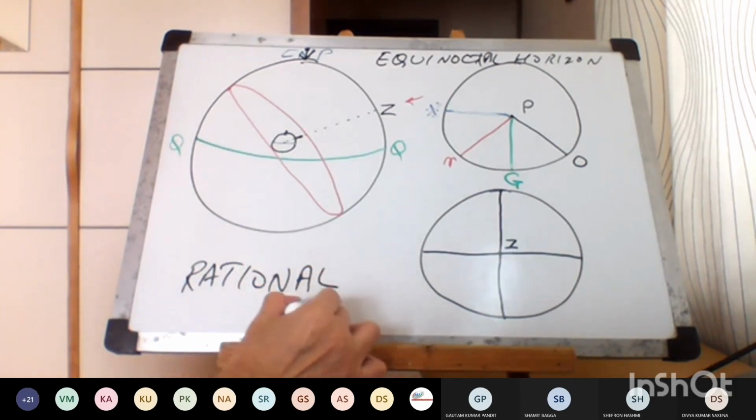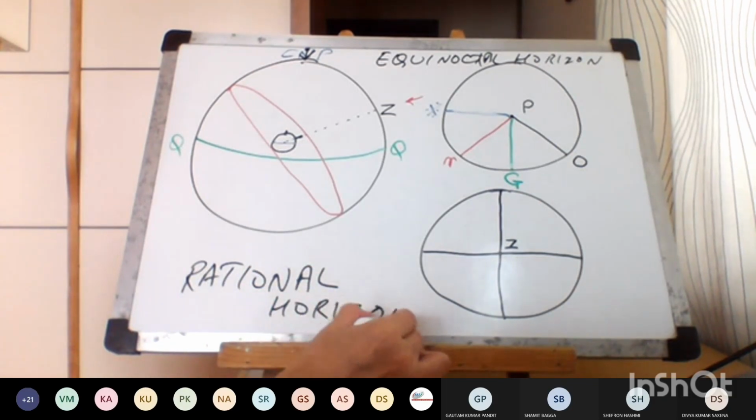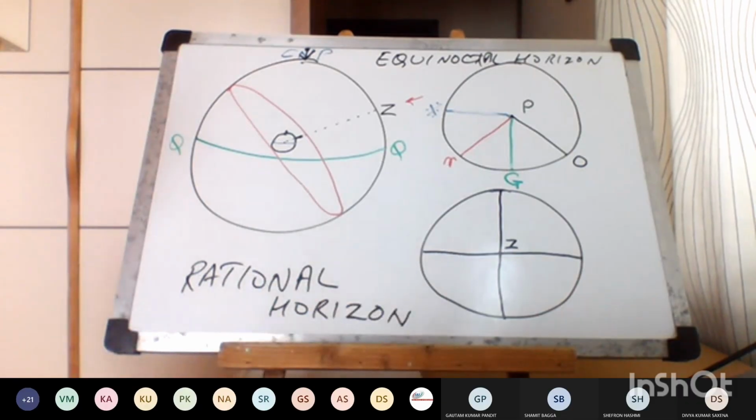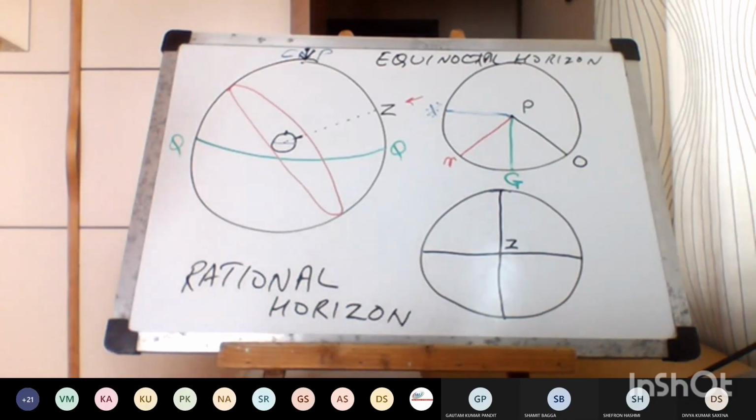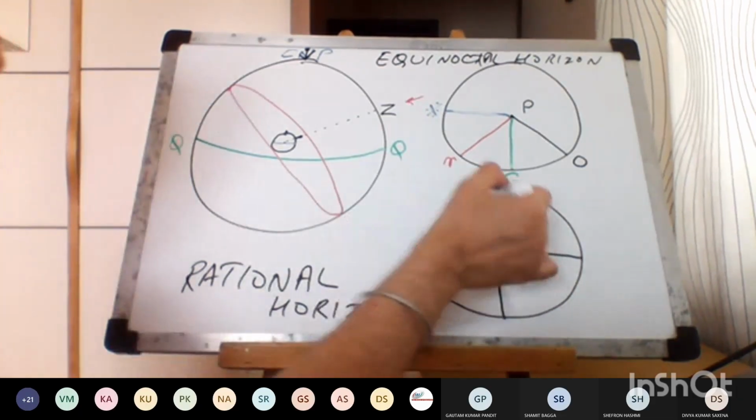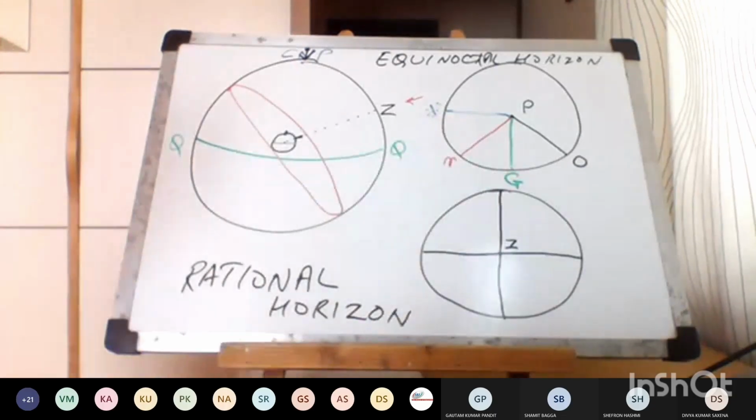Rational horizon. So this is the rational horizon diagram. Wherever the observer is standing, he will have a, I will change the diagram, I'll make a bigger diagram. So let us understand this is the rational horizon diagram.